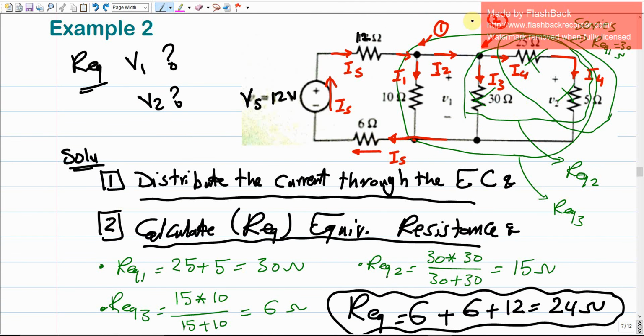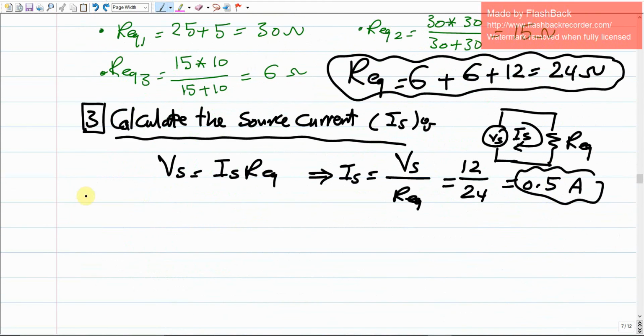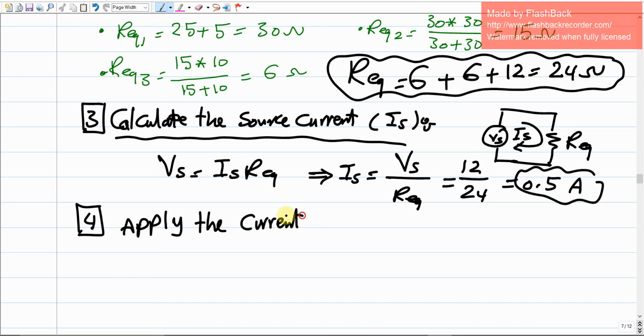If we decided to redraw this electrical circuit, just to explain this point here, we have combined all of these three resistances. If you just go over this green circle into R equivalent 2, right? We combine these three into R equivalent 2. So if we redraw this electrical circuit again, this is going to be the fourth step, just apply the current division principle.